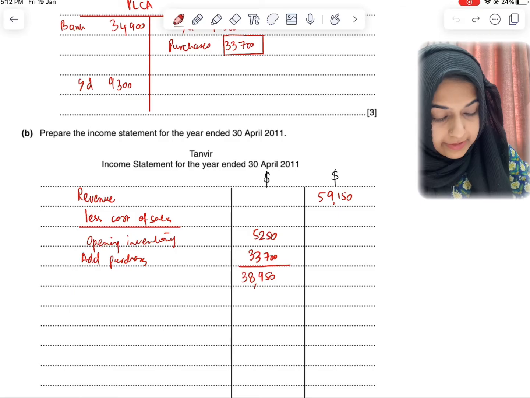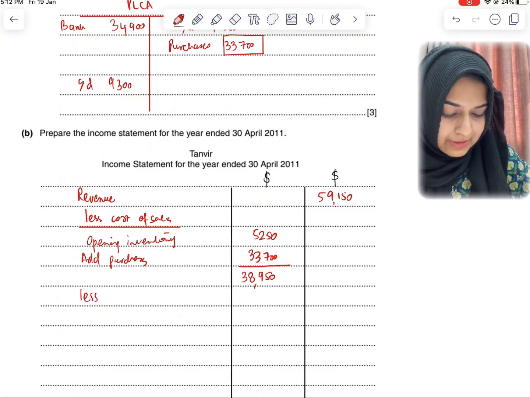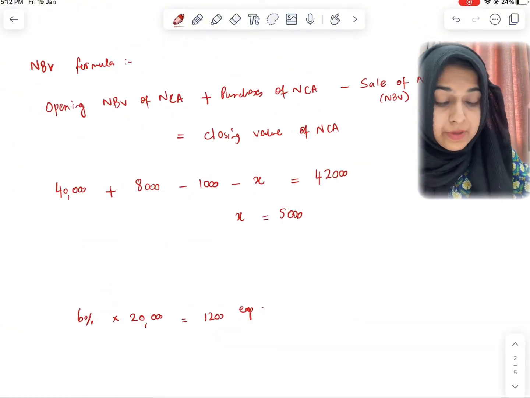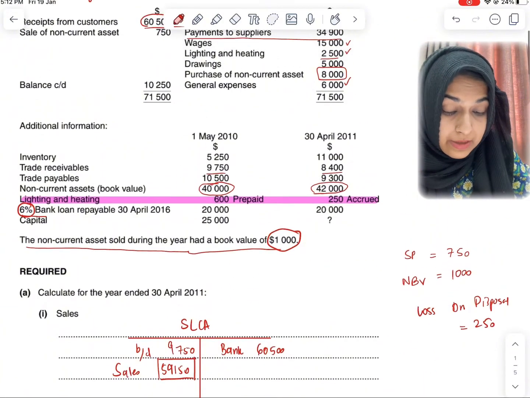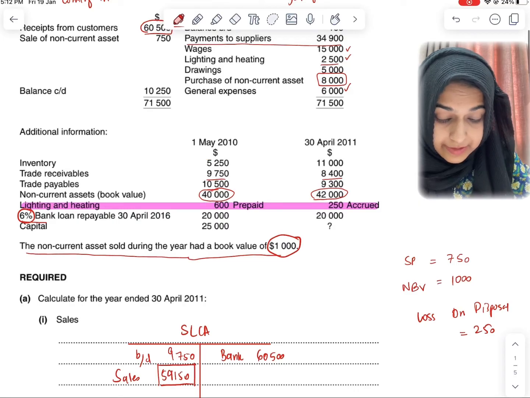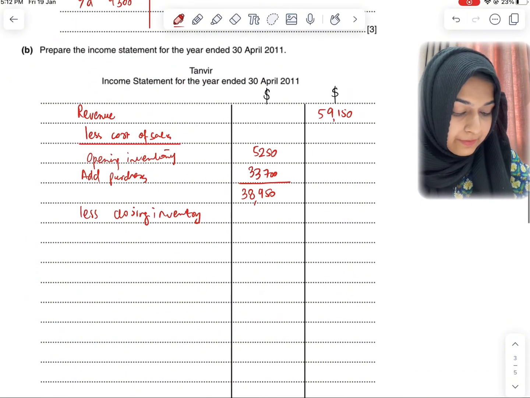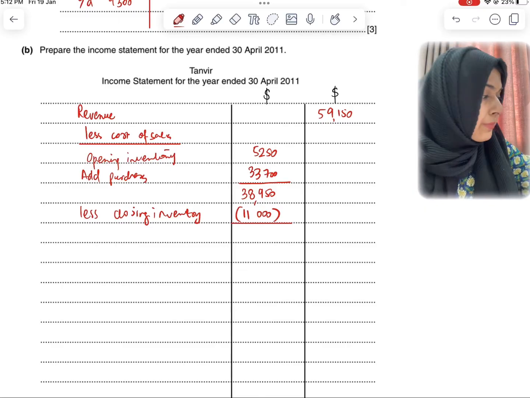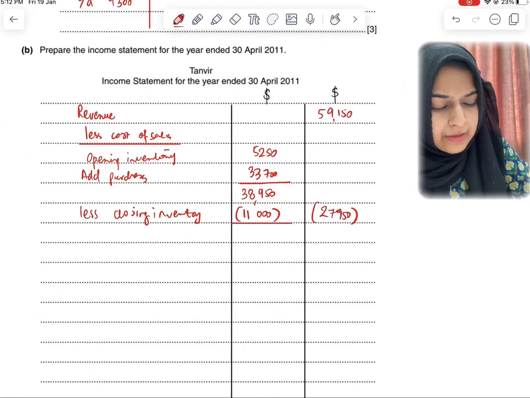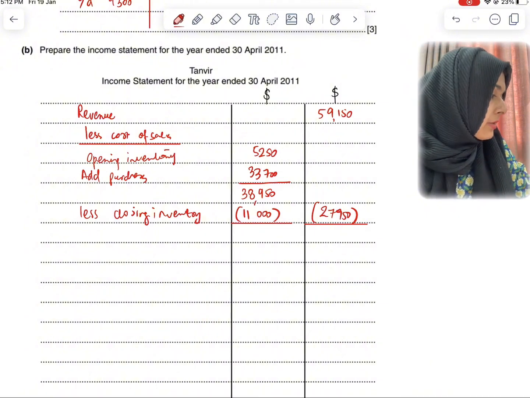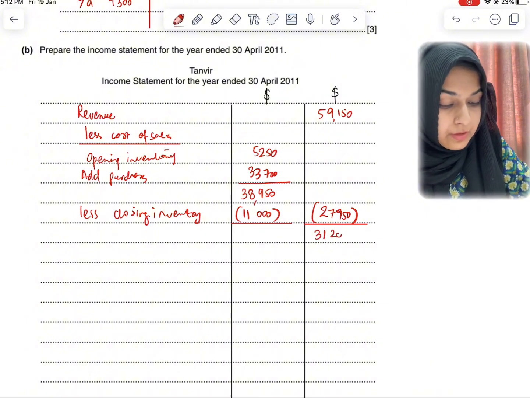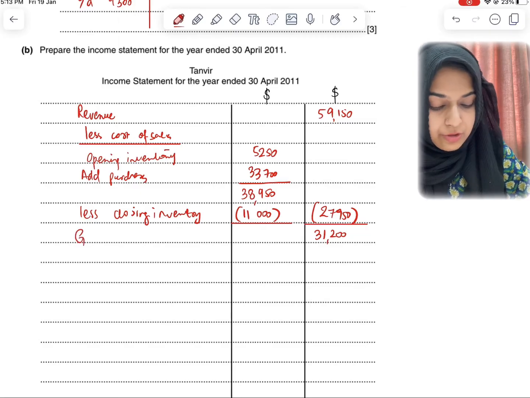And then I write here less closing inventory, of course, because that's the format. Closing inventory will again come from the question here. So closing inventory here is 11,000, which I subtract from here. When you subtract closing inventory, you get 27,950, and you subtract this from the revenue, so you get 31,200, which is your gross profit.